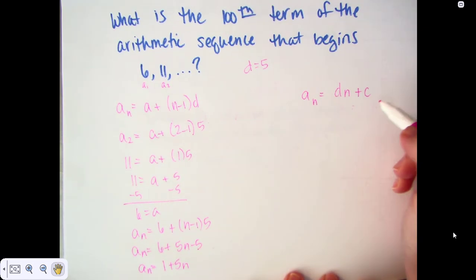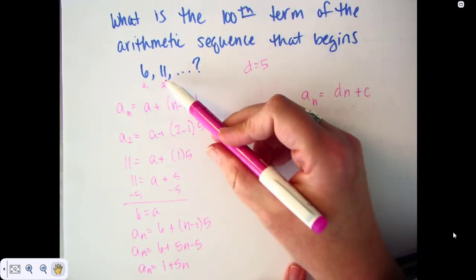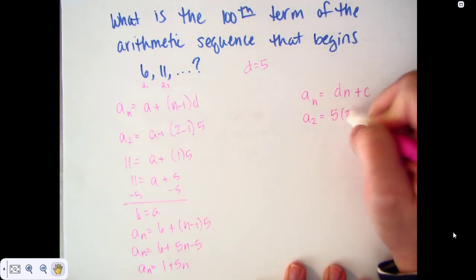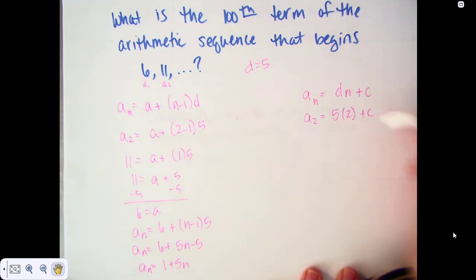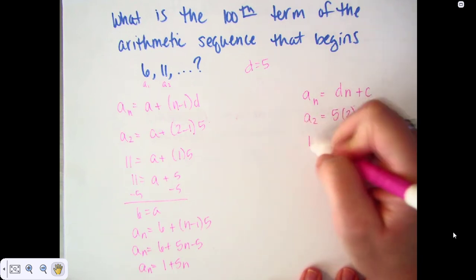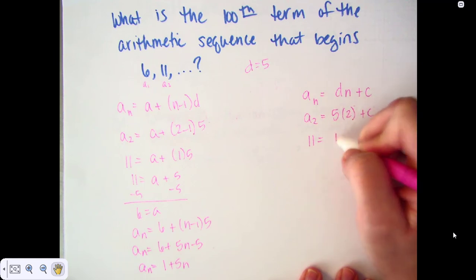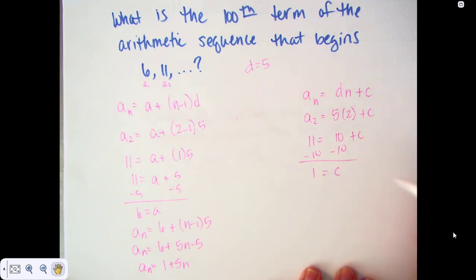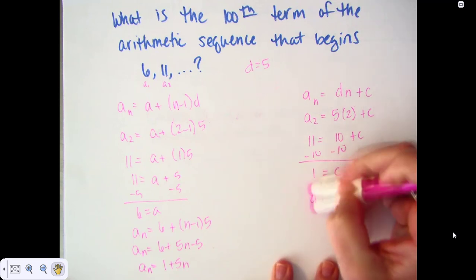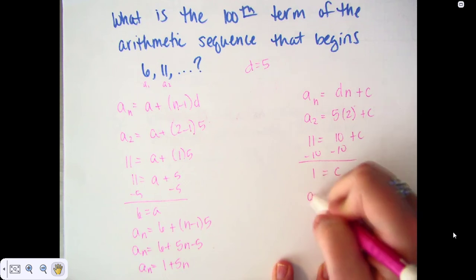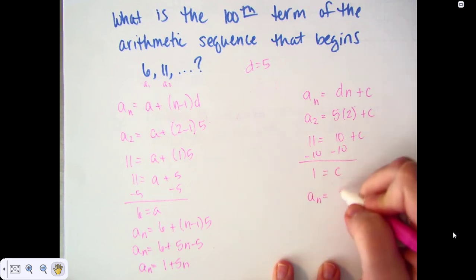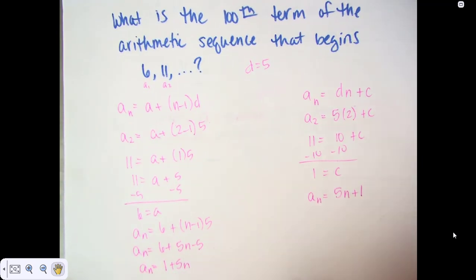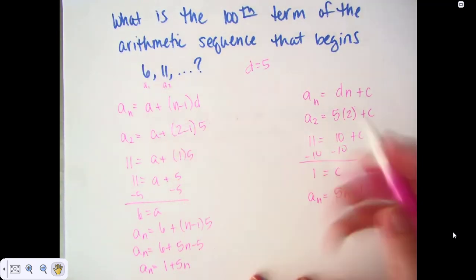Now, if you're doing this version of it, A sub 2 will be common difference times 2 plus some unknown c value. A sub 2 I know to be 11. 5 times 2 is 10. Subtract that 10 and you get 1. So we get A sub n is 5n plus 1, which is the same thing we got down here. And then I would probably check it just to make sure it works for the other term.